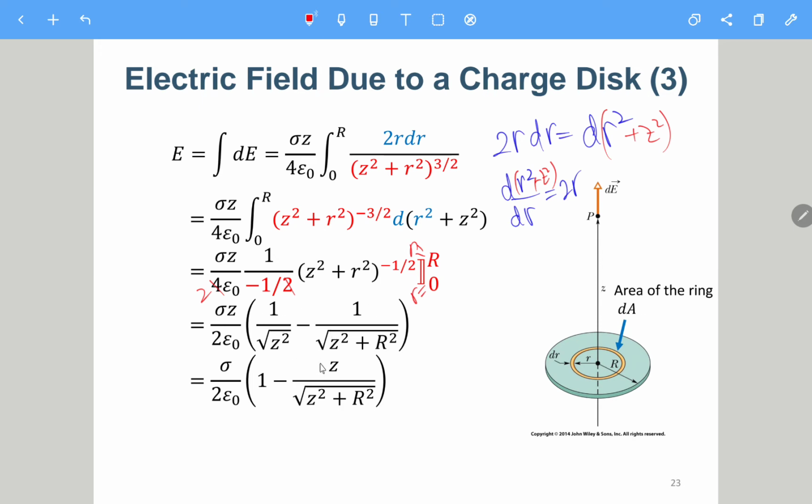Okay. So finally, we can just distribute this z into here and into here. So this z and this square root of z square will cancel each other, and then this one we have z over the square root of z square plus R square, like this. So this is the closed form solution. When we consider a disk, the E field generated on this axis will be like this.